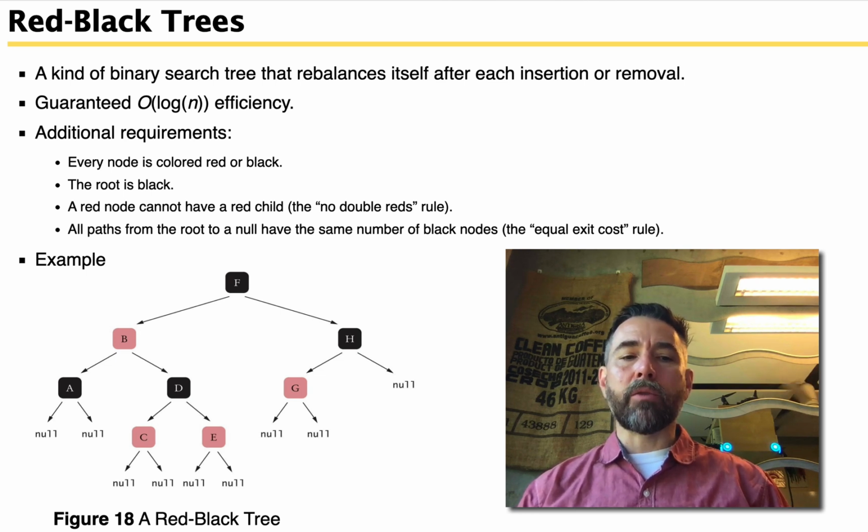So let's look at the subnode rooted in d. The left child of d is c. That's less than d, so that's good. And the right side is e, and that's greater than d. So that's a good binary tree.